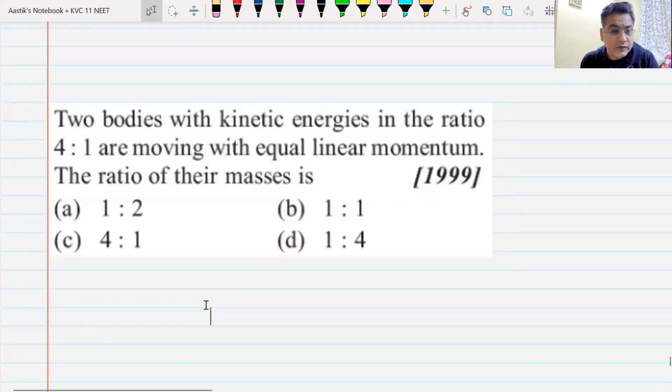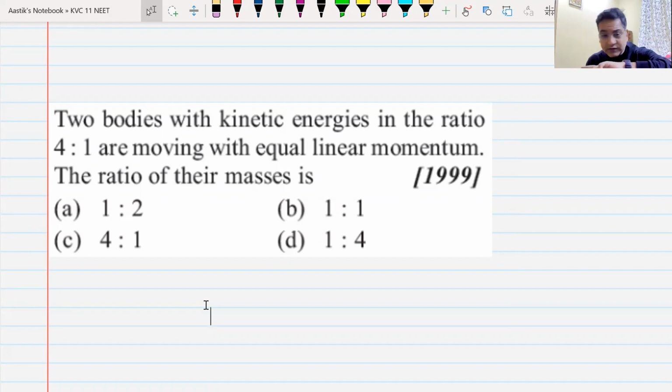This one. Two bodies with kinetic energies in the ratio of 4:1 are moving with equal linear momentum. What is the ratio of their masses? Sometimes they will give the ratio of kinetic energy, sometimes they will give the ratio of momentum, and then they will ask you the second quantity.